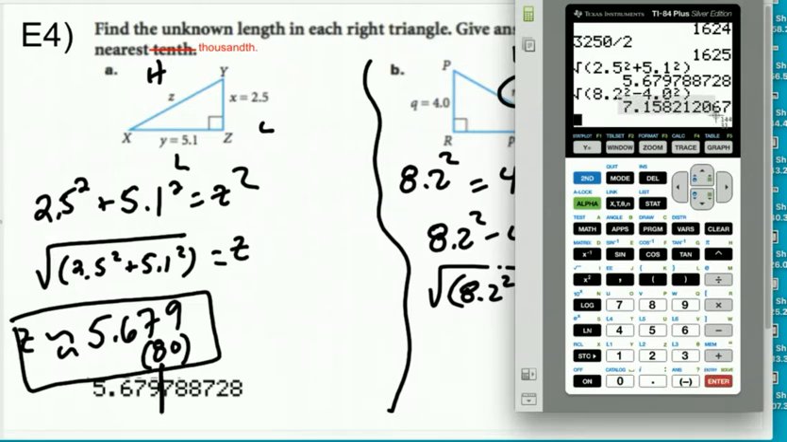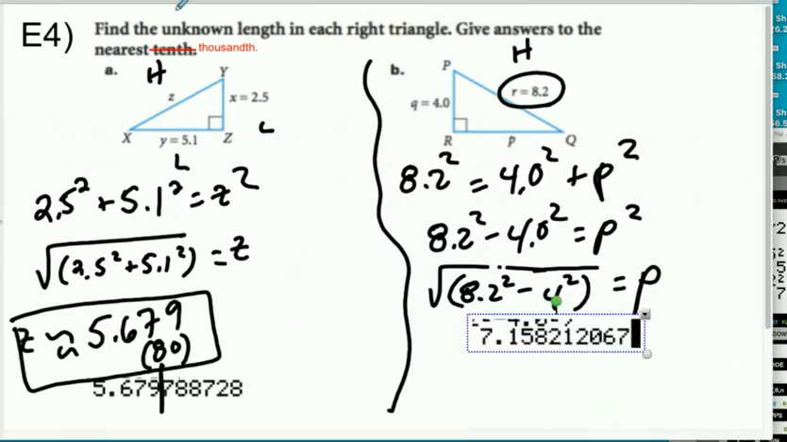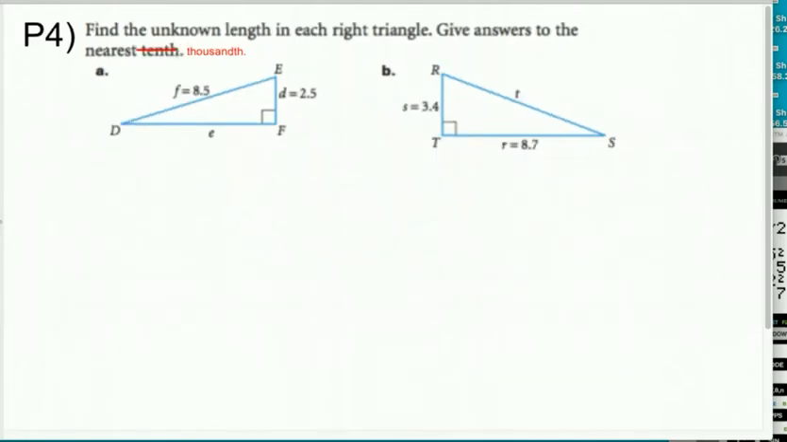Right? And so again, you can round or truncate your answer. My answer in this case, rounding or truncating, is going to be the same. My p is approximately 7.158. All right.